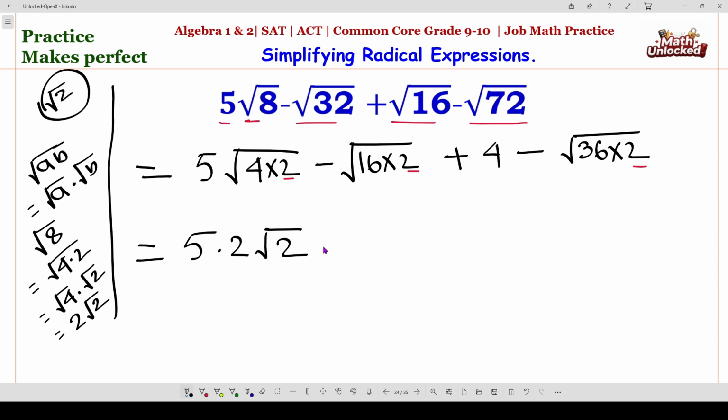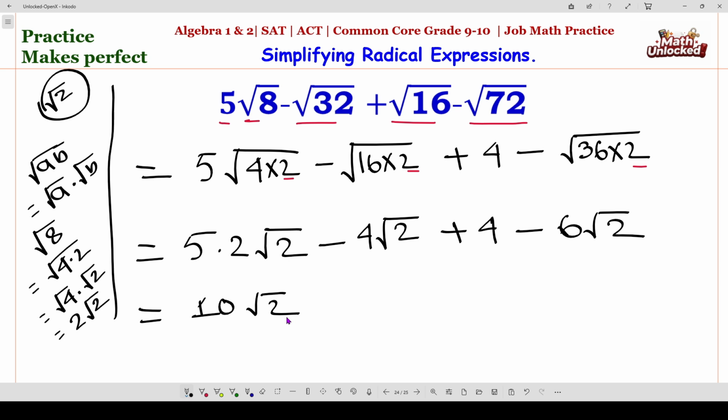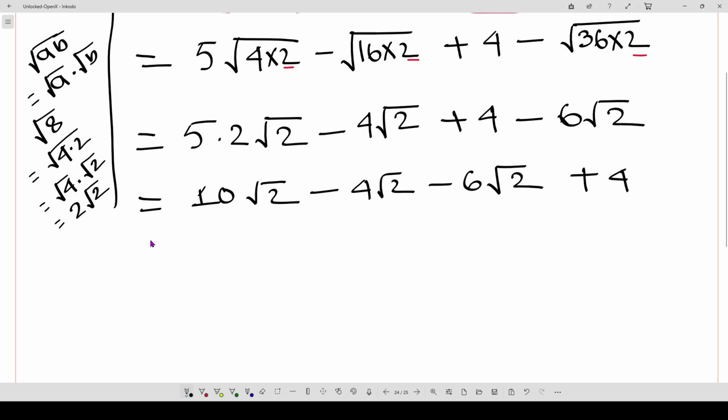Very simple. Minus root 16 we can write 4, and here is a root 2, plus 4, minus root 36, which is a perfect square, so root 36 means what? 6, and here is a root 2. So this line we can write 10 root 2 minus 4 root 2, and here we can write minus 6 root 2, and plus 4 we can put at the end.